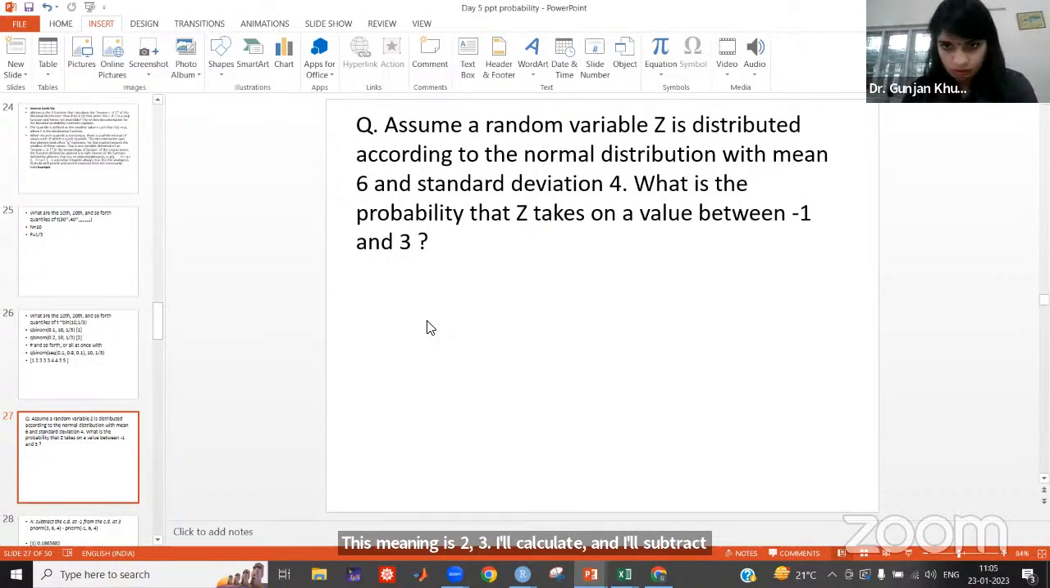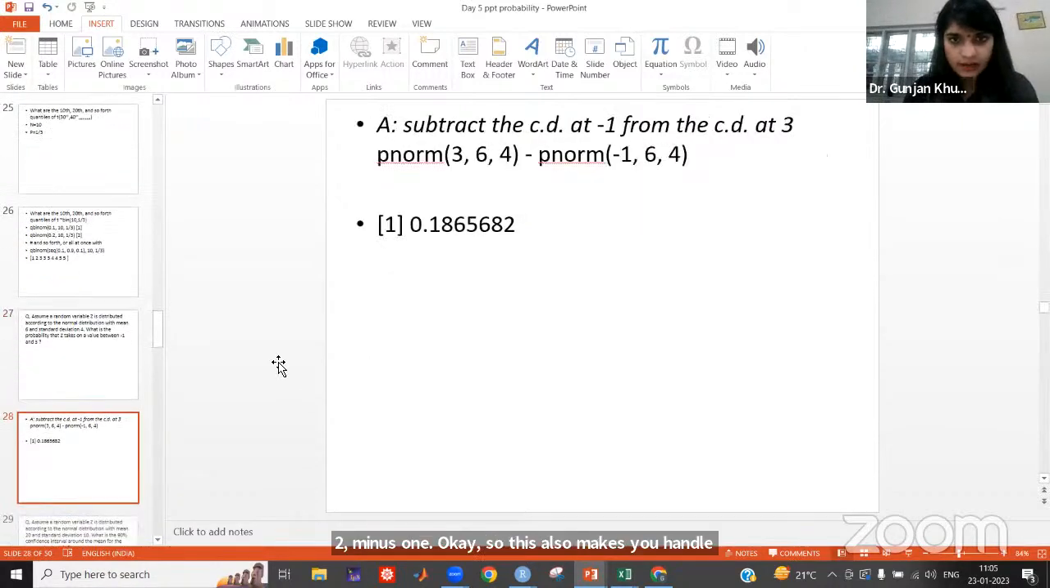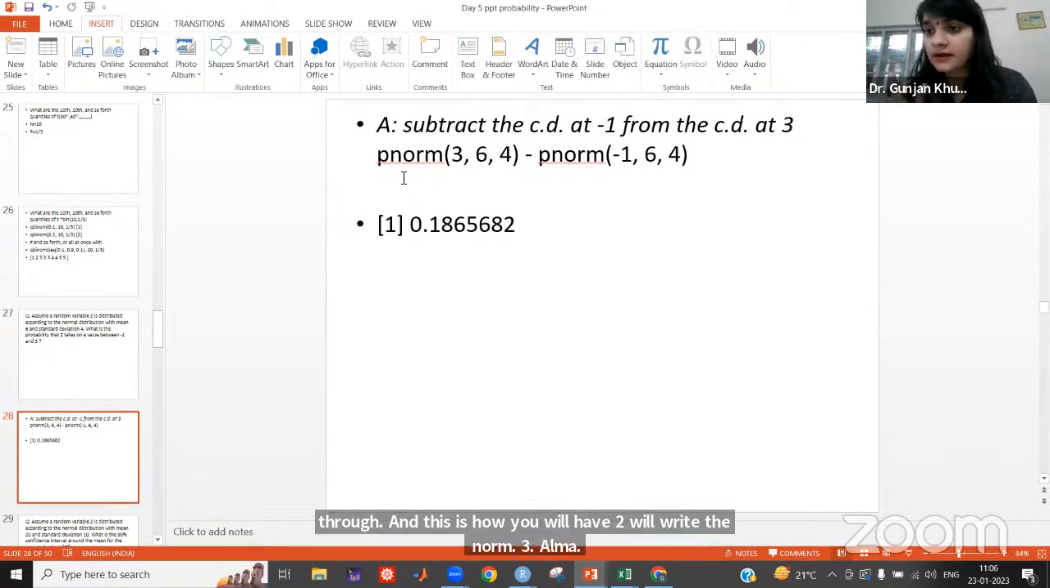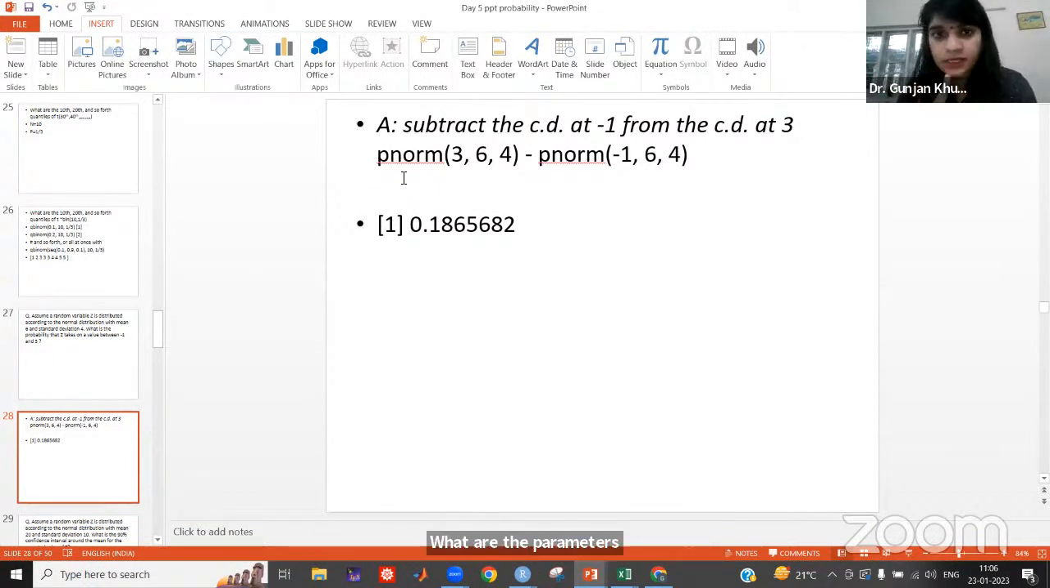Okay. So this also we can handle through R, and this is how we will have to do it. We'll write P norm 3, comma, what are the parameters? Standard deviation and mean. So mean is 6, standard deviation is 4, minus P norm -1, comma 6, comma 4. Okay, so please verify this answer.